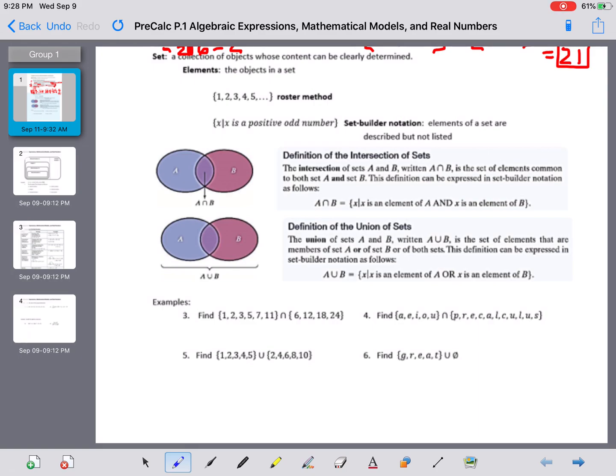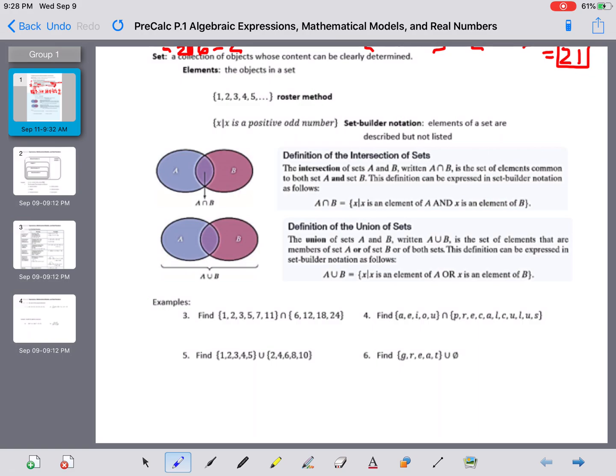So a set is a collection of objects whose content can be clearly determined. Okay, so some things are in a pattern. Sometimes they're random. Sometimes they go on forever. Sometimes it's just a description. There's all kinds of ways to define a set.